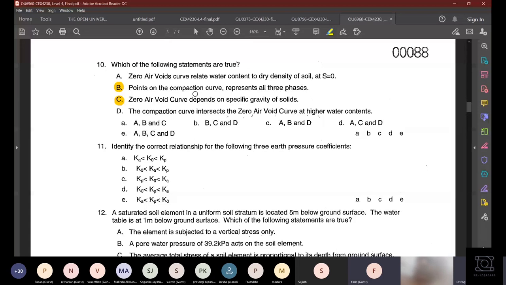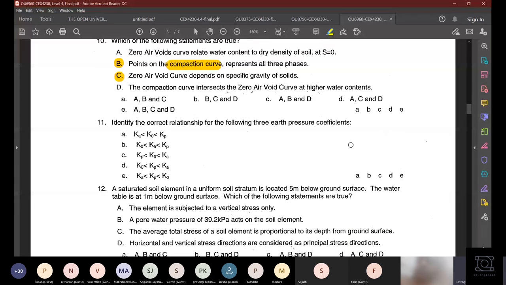Next, the 11th one: identify the correct relationship for the following three earth pressure coefficients, right? For new syllabus students, this is not in the syllabus. For old syllabus people, they know this somewhat. So this is the answer, the first answer. Always the active coefficient is lowest, then the coefficient of rest condition, then the highest one is the Kp, the passive coefficient. So there are a few equations. It's a fairly simple part, they know that one, right?